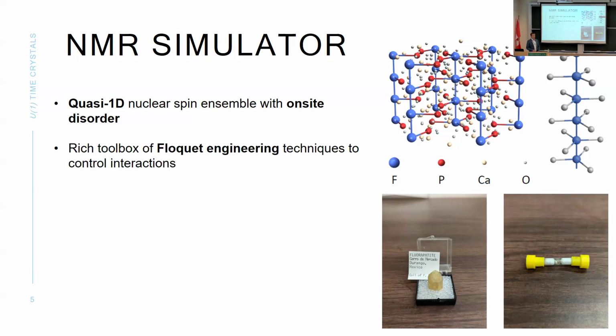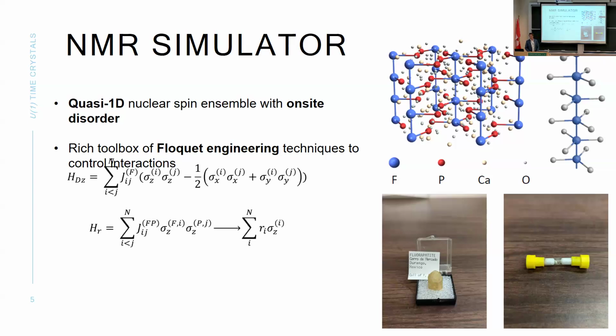We also, in terms of our control, have this rich toolbox of Floquet engineering, or it used to be called Hamiltonian engineering techniques, to control interactions. That is, we're able to take our dipolar Hamiltonian, our disordered field generated by an Ising-like coupling with the nearby phosphorus spins, and use collective control techniques to essentially add and subtract Hamiltonian terms in order to change the form and strength of interactions, as well as turn the disordered fields on and off.